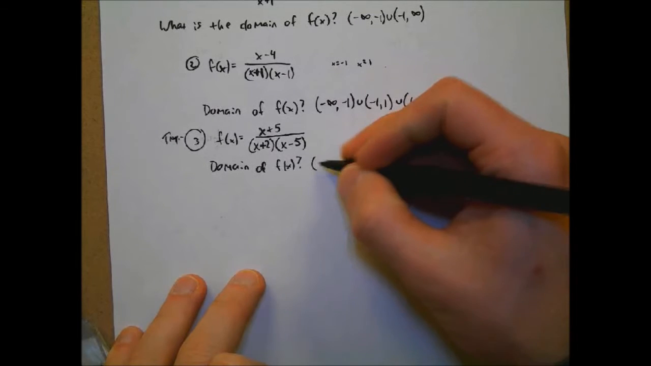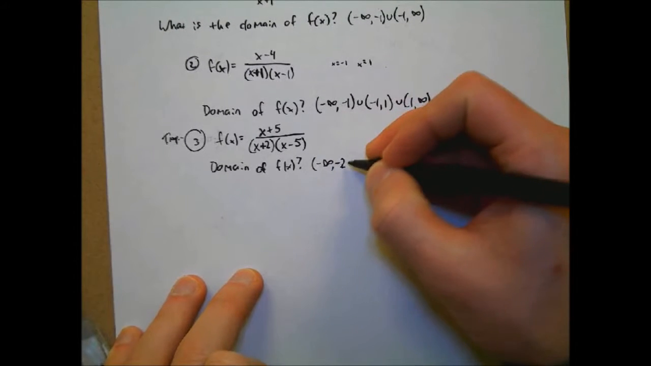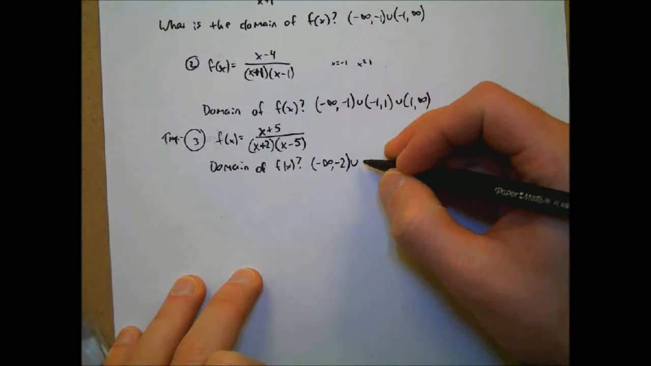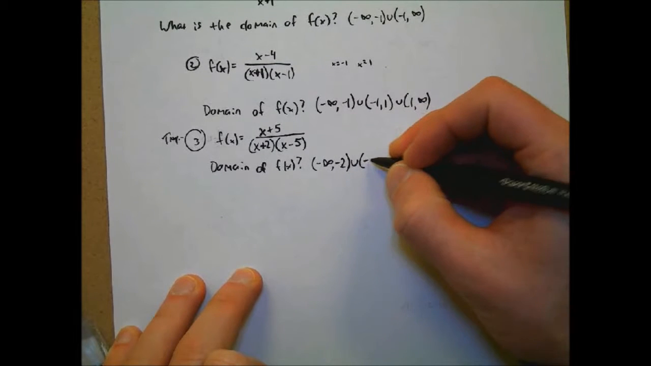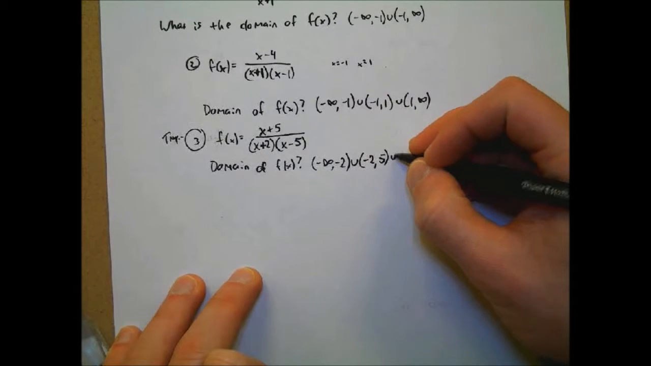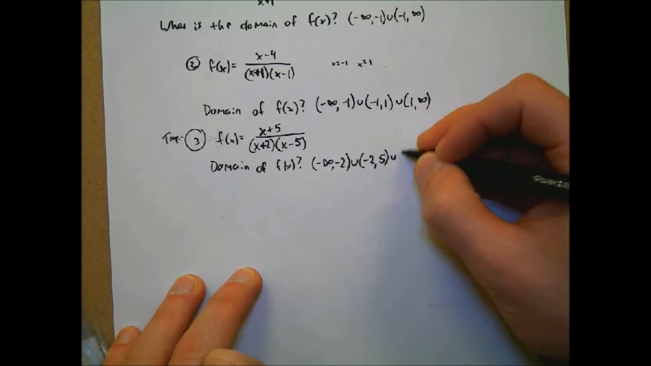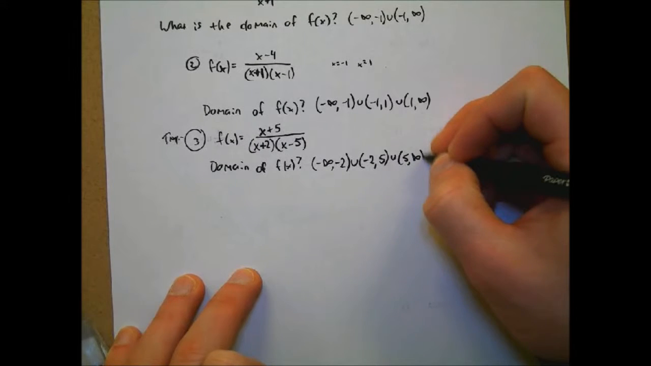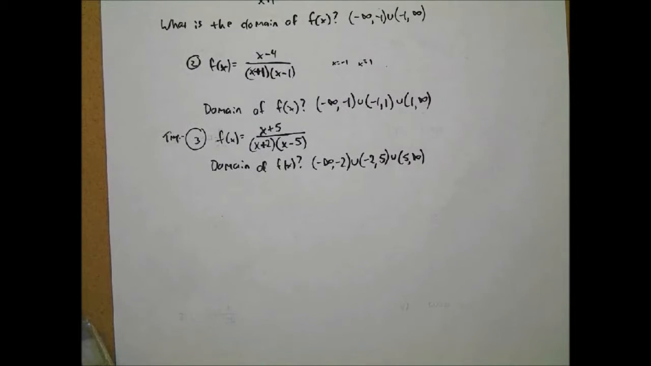Negative infinity to negative 2, union, negative 2 to positive 5, union, 5 to infinity. Perfect. Yes. Good job. Okay, good job there.